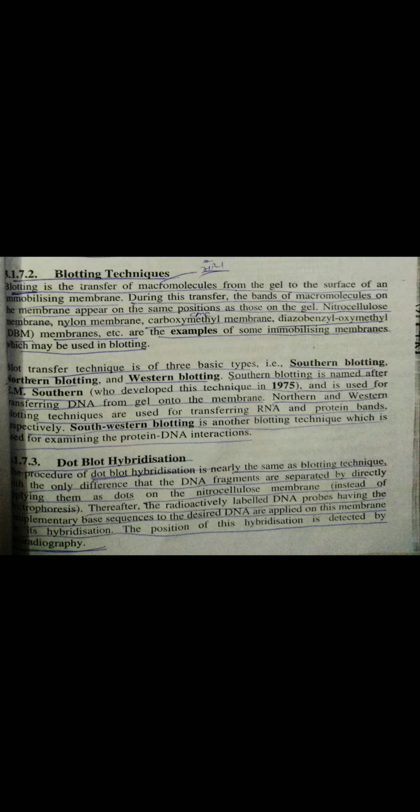Now next is dot blot hybridization. It is the same as the blotting technique, but the difference is that the DNA fragment is separated by directly applying it as a dot onto the nitrocellulose membrane. So this method is the same as the blotting technique, but the small difference is that the DNA fragment is applied on the membrane as a dot. Here we are not using the electrophoresis process.